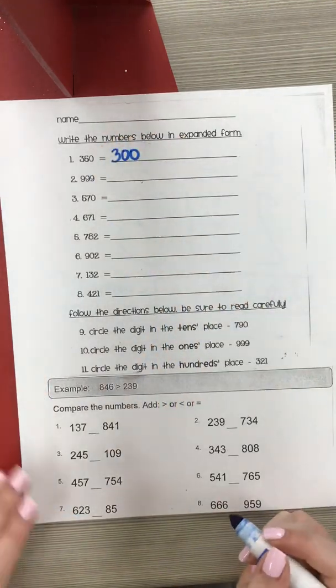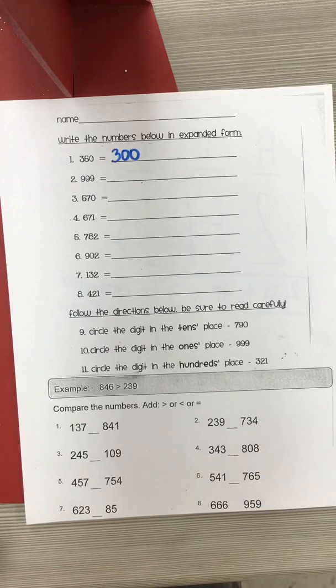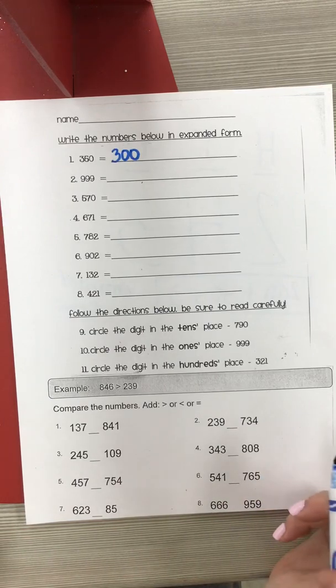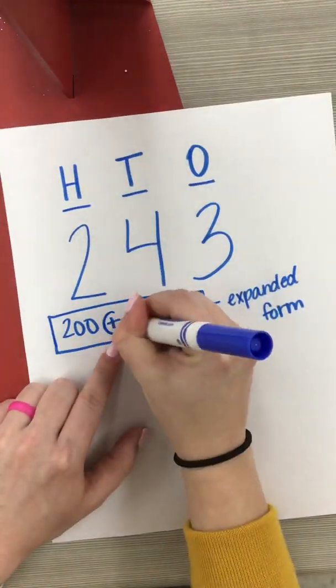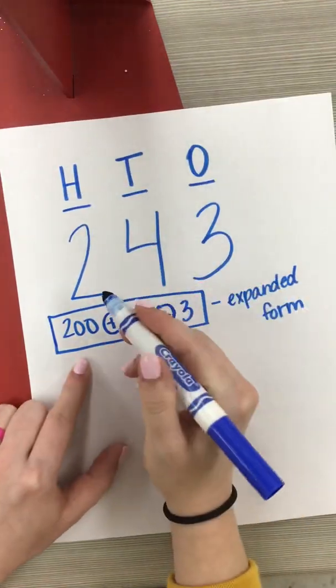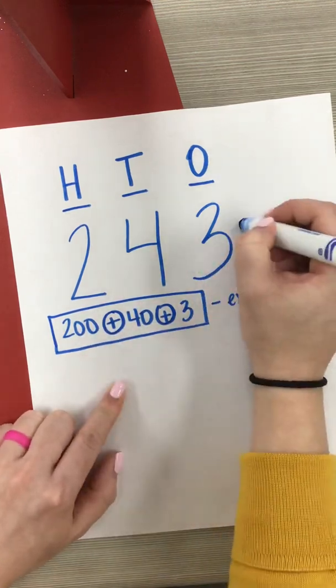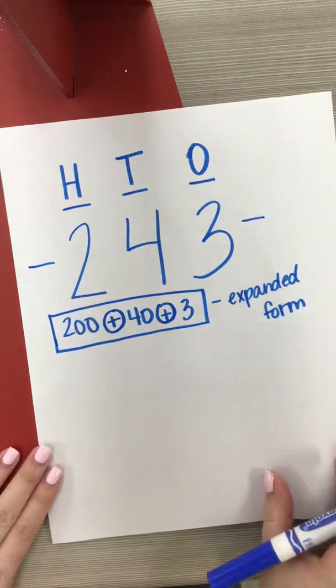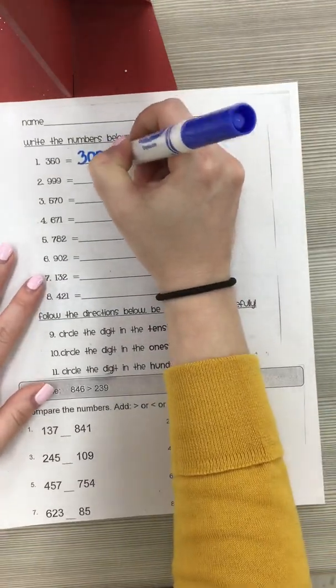So you're going to write 300. Write it on your paper. 300. Now, with expanded form, you put these plus signs, because if I add 200 plus 40 plus 3, this is what I get, 243, okay? So we're gonna put a little plus sign.